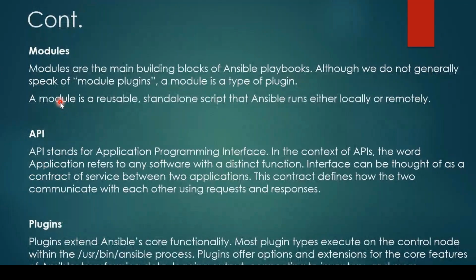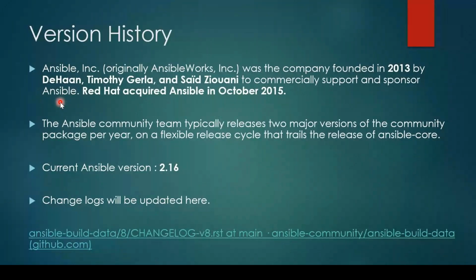Okay. All right. Next is version history. If you want to know the history of Ansible, it was originally with Ansible Works Inc., founded in 2013 by these guys. After that, Red Hat acquired Ansible in October 2015. It's almost 8 years now. So now we have an Ansible community team.